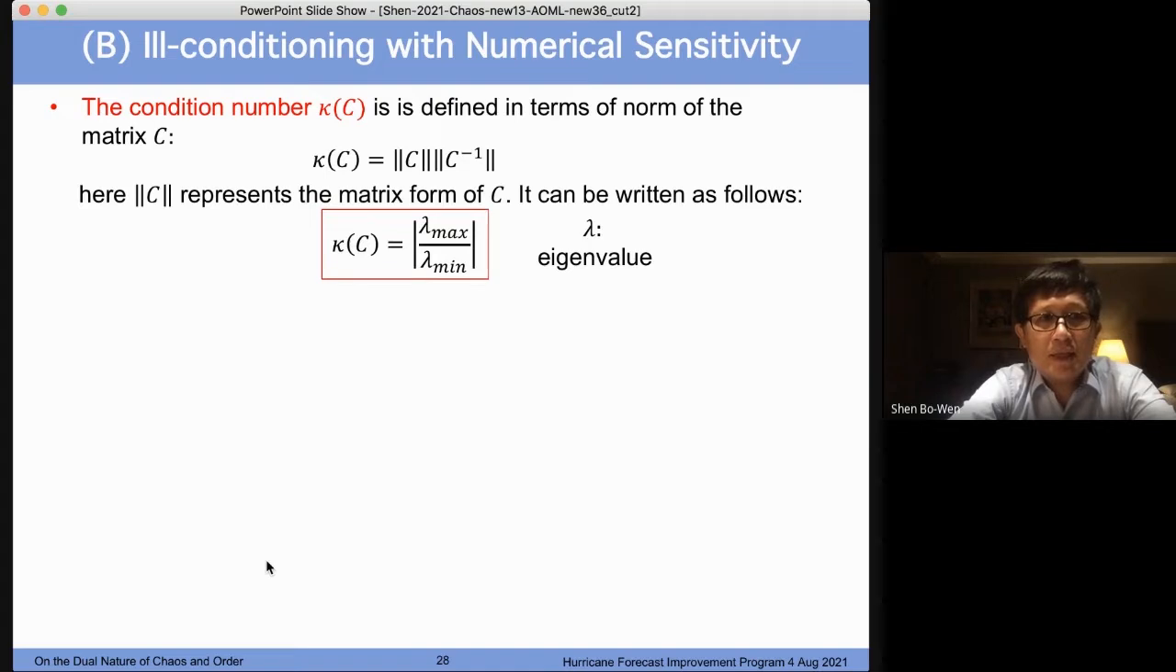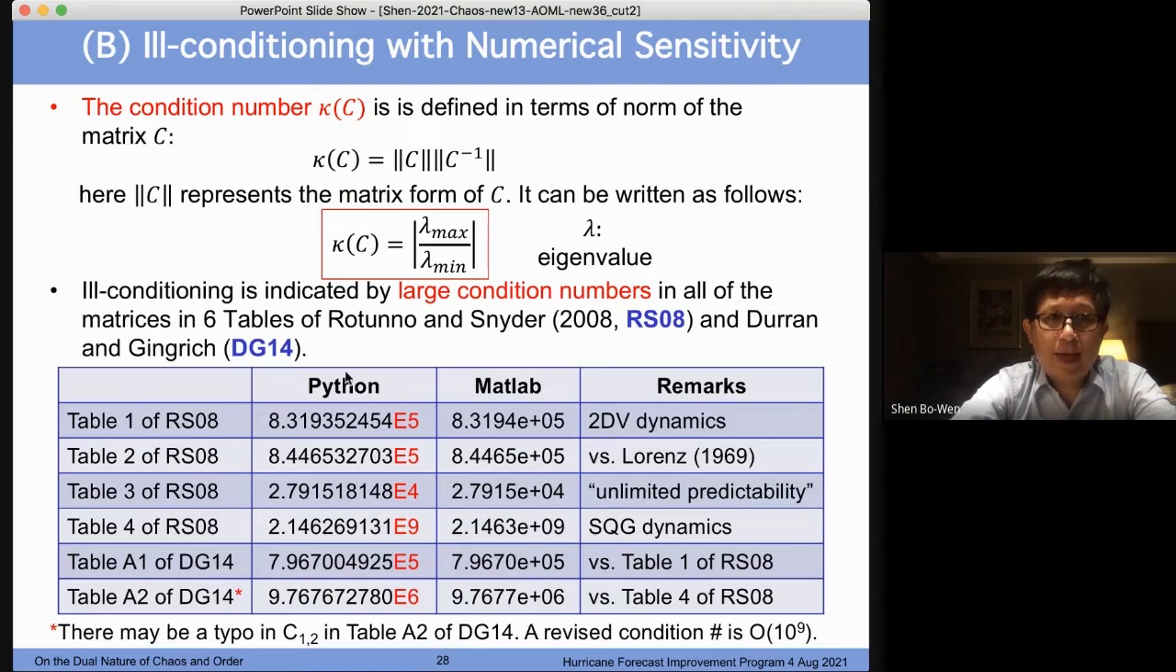The so-called ill conditioning is indicated by a large condition number, which is defined here. Based on the second formula, we understand the condition number is determined by the magnitude of the ratio between the largest and the smallest eigenvalues. And based on the analysis of the condition number, we analyzed 6 matrices from these 2 studies by Rontuno and Duran. These 6 matrices produce systems comparable to L69 models. Their condition numbers are shown in the second and third columns using Python and MATLAB. As you can tell, these condition numbers are large, indicating these systems are ill-conditioned with numerical sensitivity.